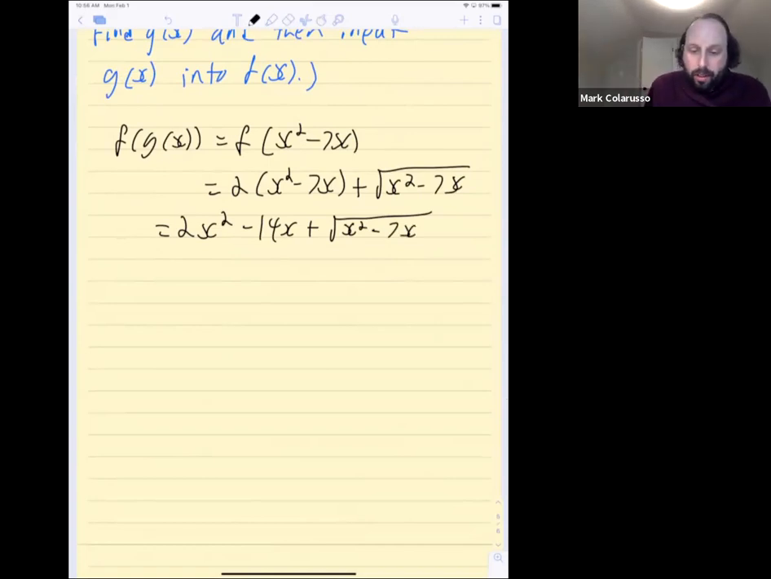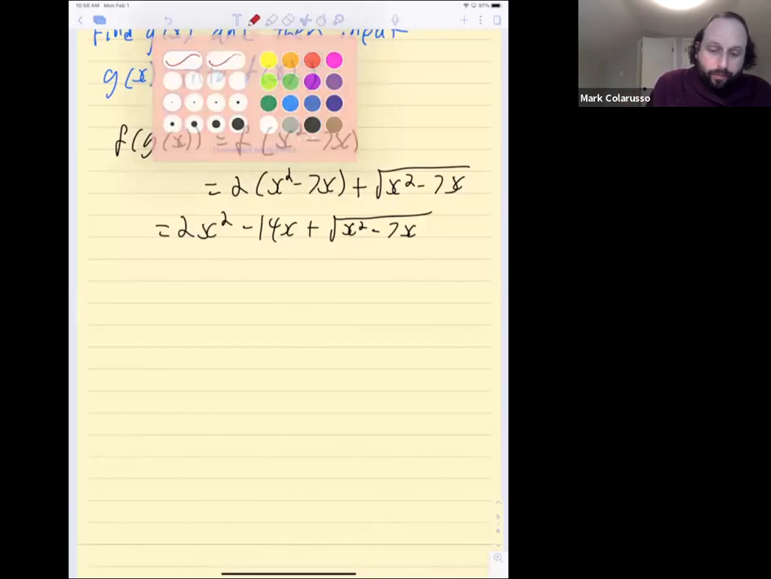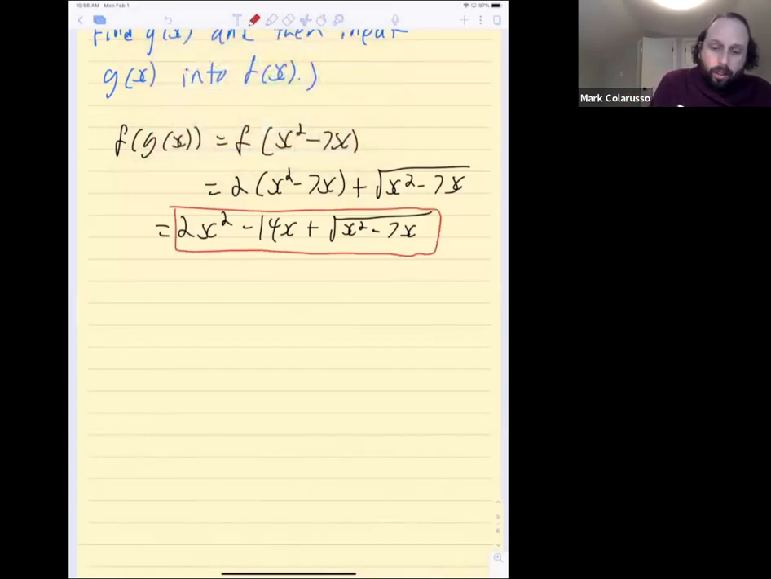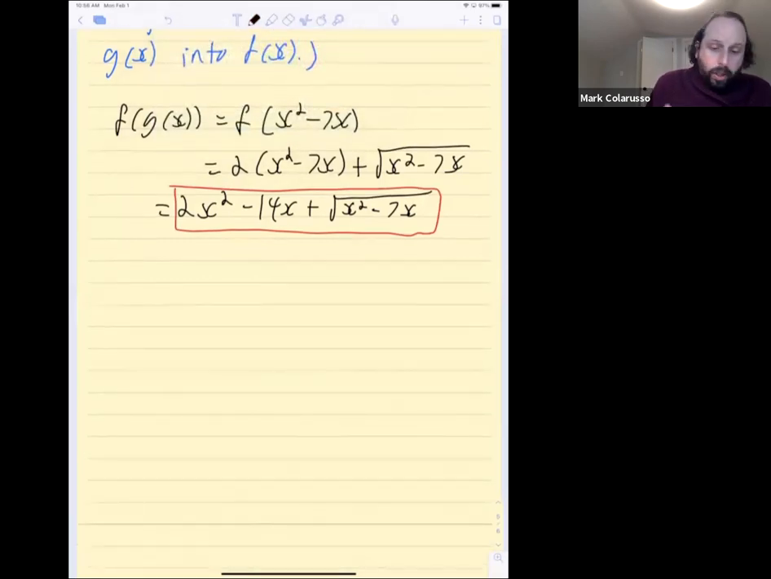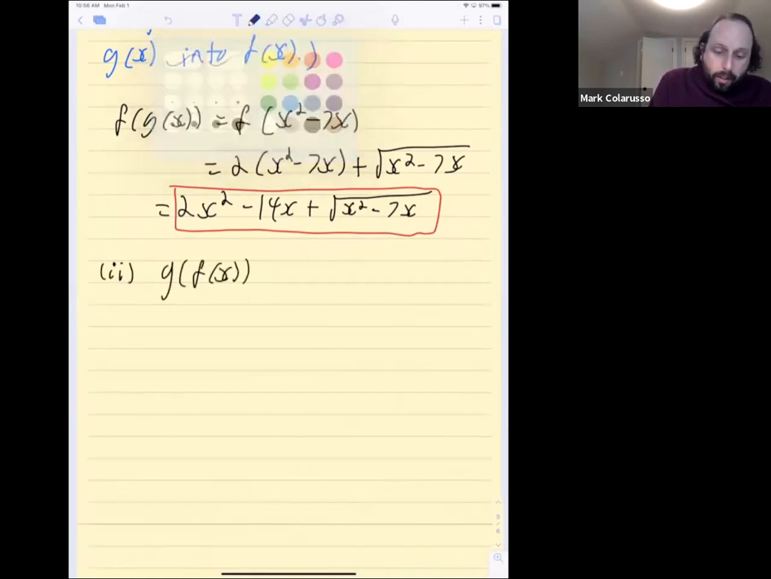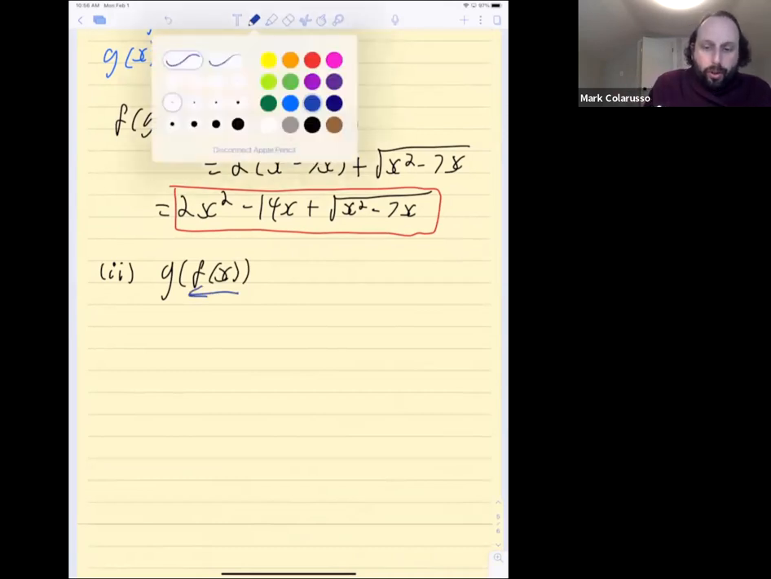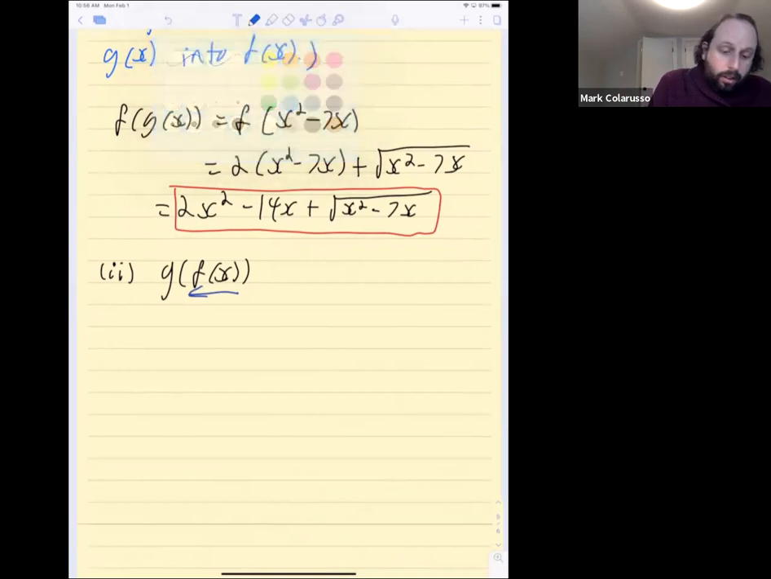Okay, so that's it for f of g at x. And now let's do the other guy. So number 2, g of f at x. Now remember what I was saying, function compositions are read right to left. So now we first do f and then do g. So first apply f and then apply g.